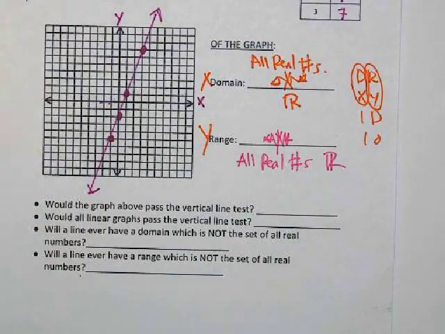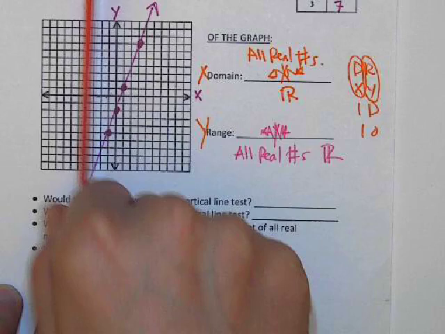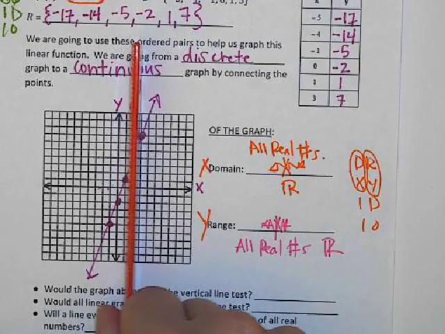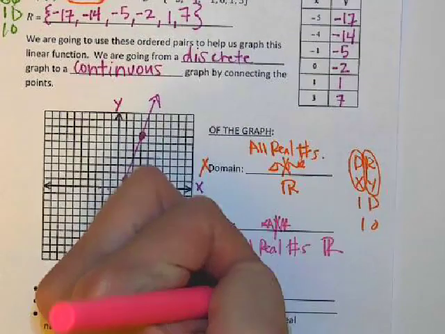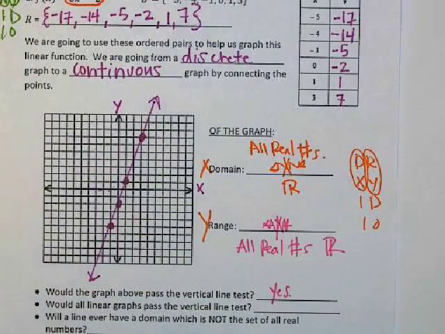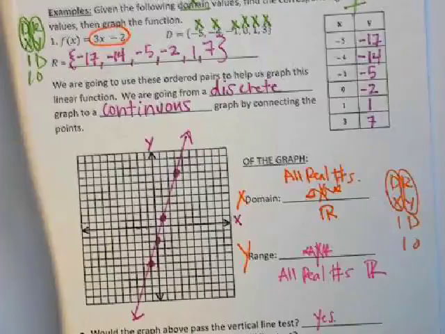All right. With this, could I draw... It only hit 1 time. Yes. Would all linear graphs pass the vertical line test? No. Would all straight line graphs? Yeah. Well, what if they're like up and down? Okay, let me do this. Straight line. If it's a straight line, it will pass it.